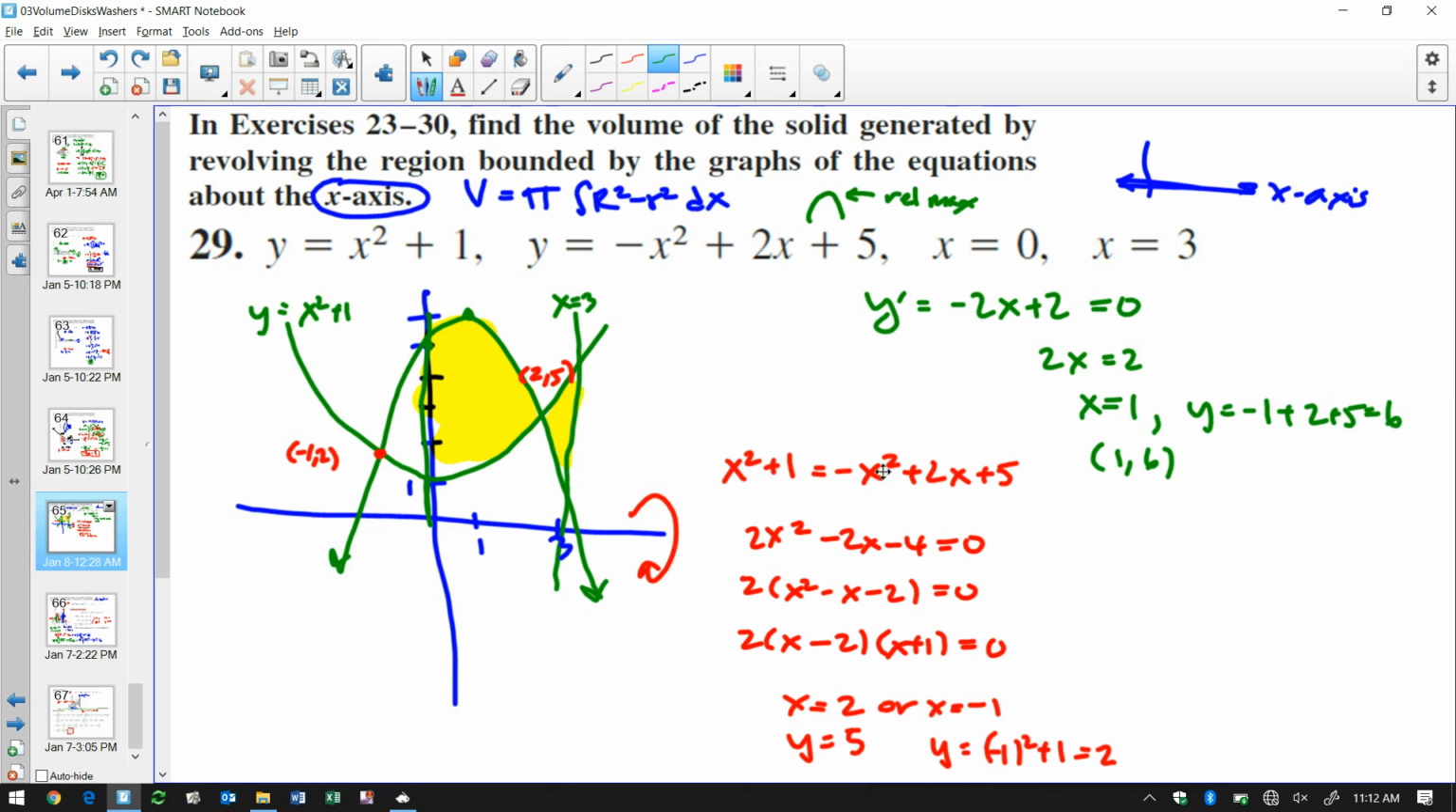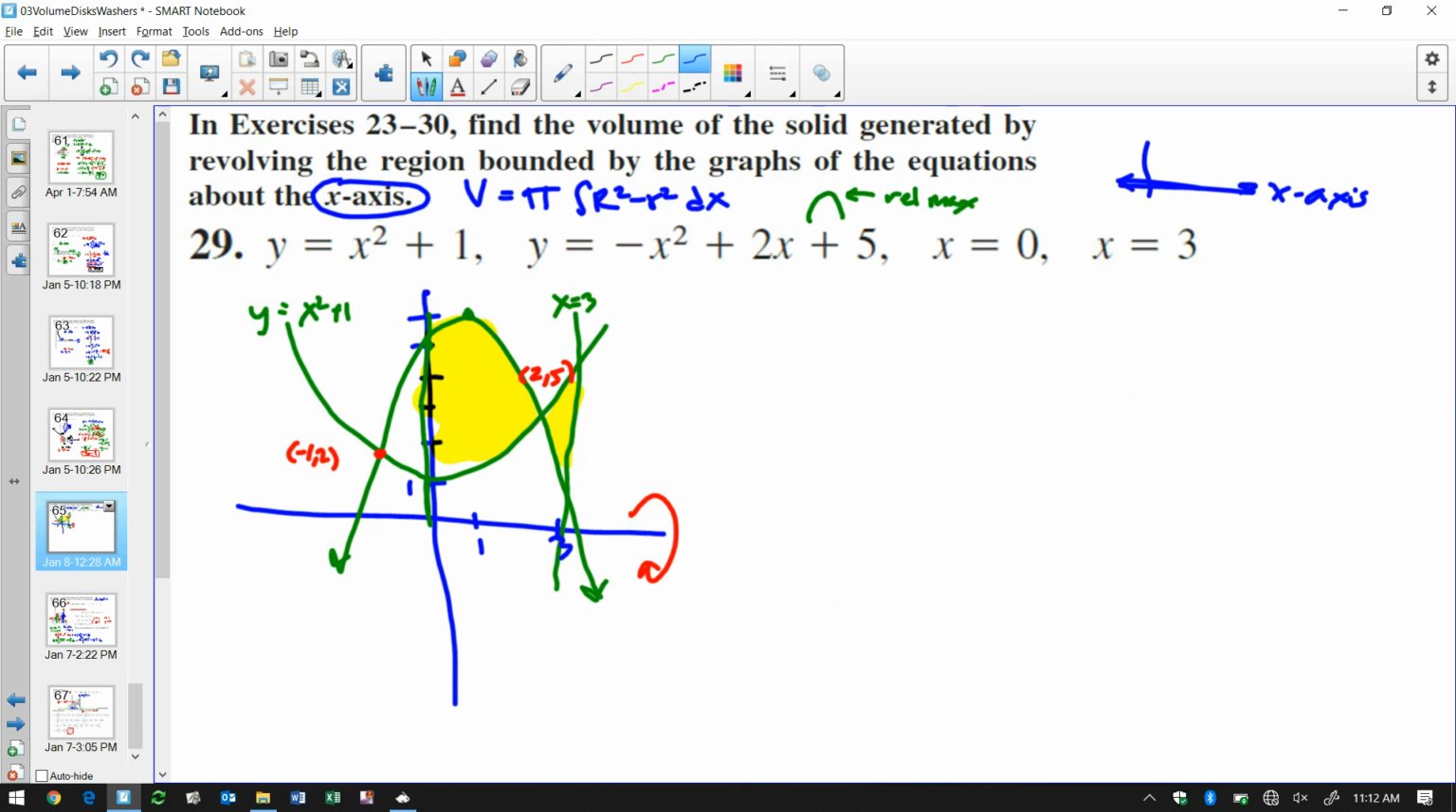Okay, so let me go ahead and do that. I'll do the blue side here and the black side for the right hand side. So on the blue side, I'm going to rotate just this left hand region. Okay, so the volume is going to be pi R squared minus r squared, and I'm rotating about a horizontal line, so that's a dx problem.